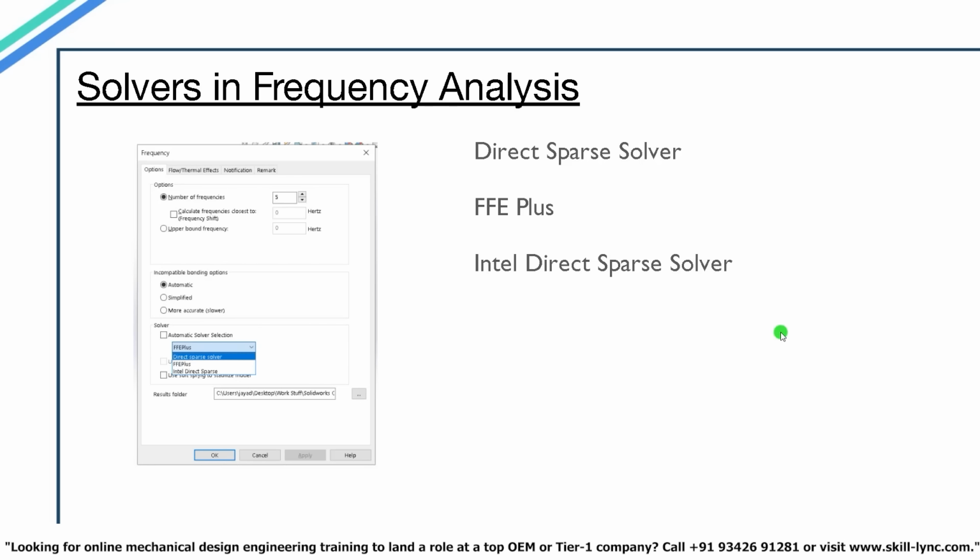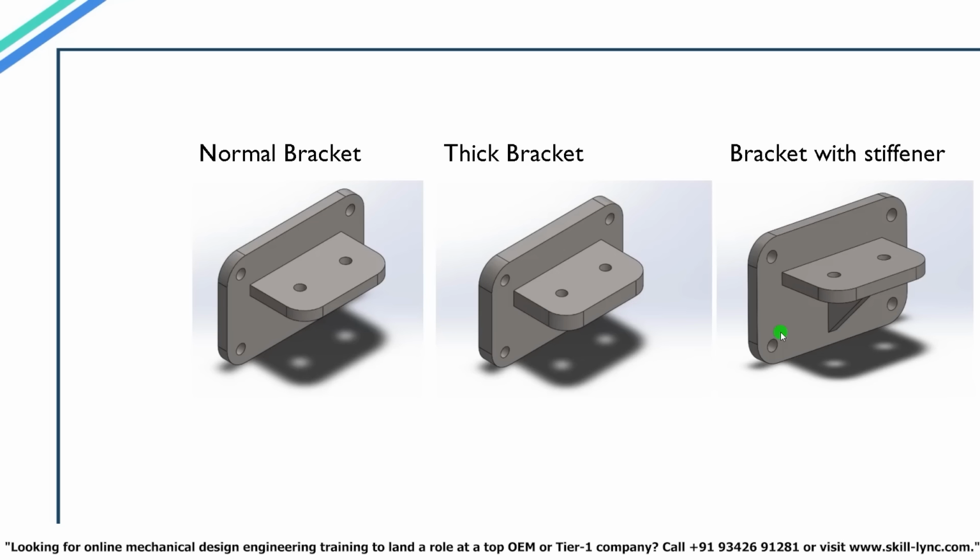So let's start off by running a simple analysis of these 3 brackets. The main objective of our simulation is to determine which of these 3 brackets is most resistant to vibration. Here we have a normal bracket, then a thicker one, a little bit thicker in dimension, and then a normal bracket which has a stiffener. We will be performing frequency analysis on all 3 of these components individually and along with their assemblies, and we will be finding which of these 3 has the highest resonant frequencies. So let's move to the software.